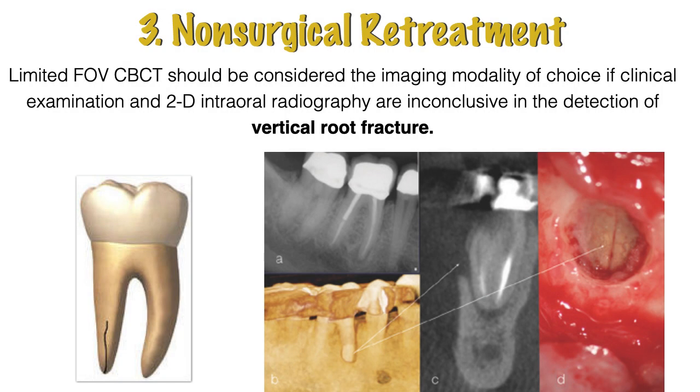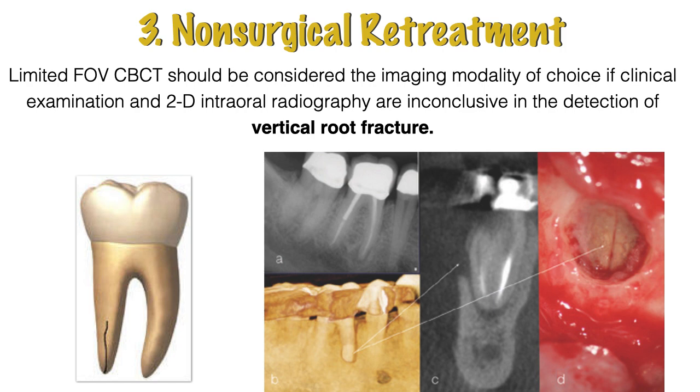So MB1, MB2, distal buccal, and palatal. Still for non-surgical retreatment, again, limited field of view CBCT should be considered when we're thinking that there is a vertical root fracture. So I got ahead of myself. We don't see fractures on CBCT scans. So a vertical root fracture starts in the root and it propagates towards the crown.